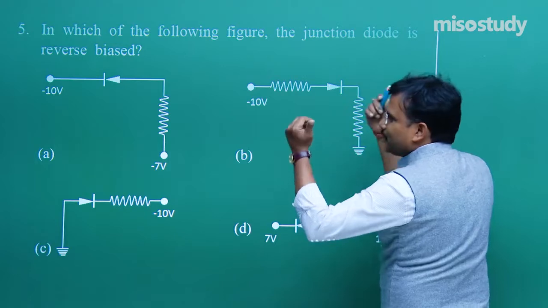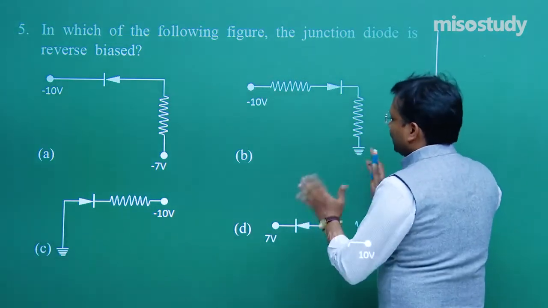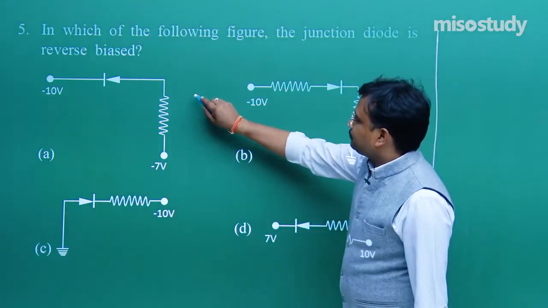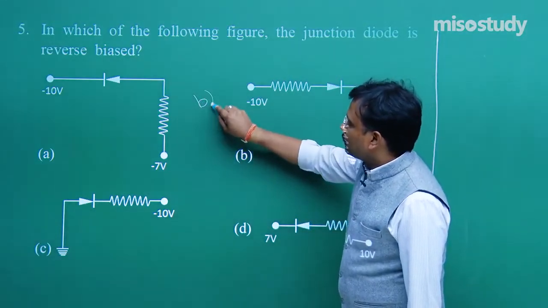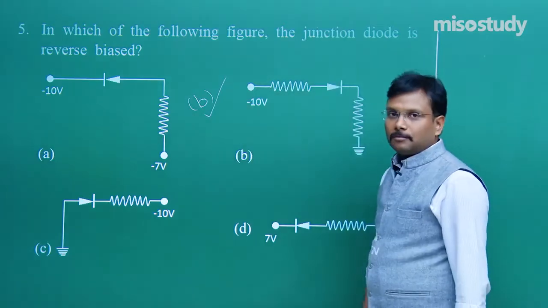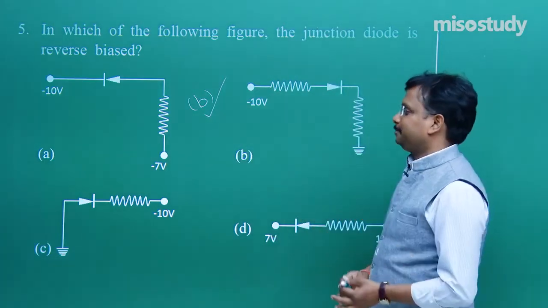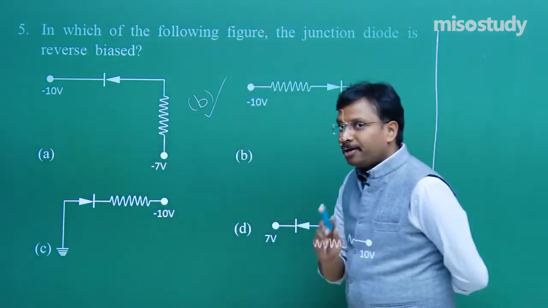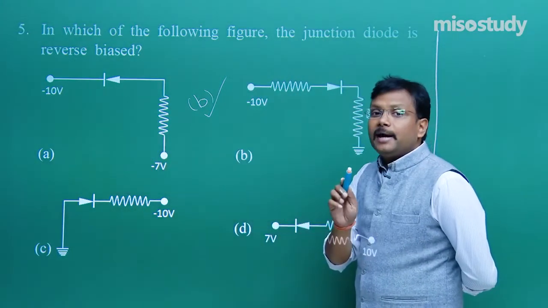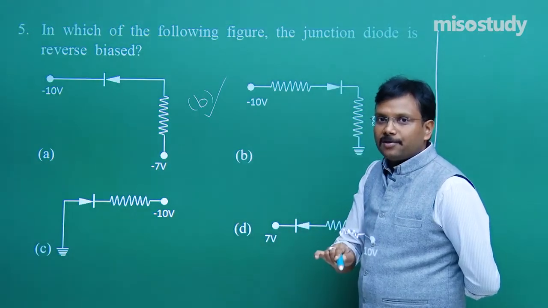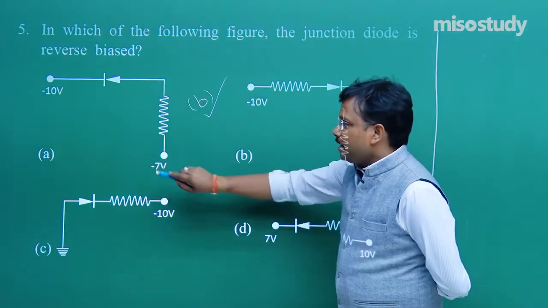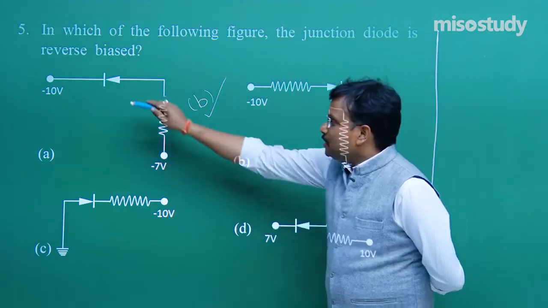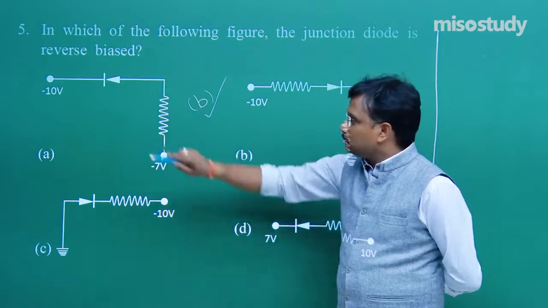First, I will write down which one is the correct option, and then I will explain it. What I said: P should be connected to the lower potential. Minus 7, minus 10: minus 10 is lower, minus 7 is not lower. So in these two arrangements, P is at the higher potential.